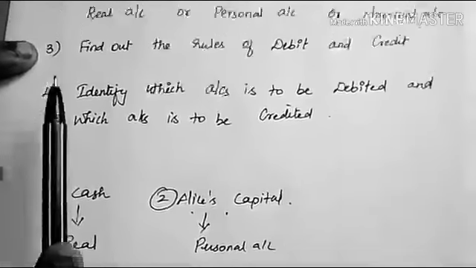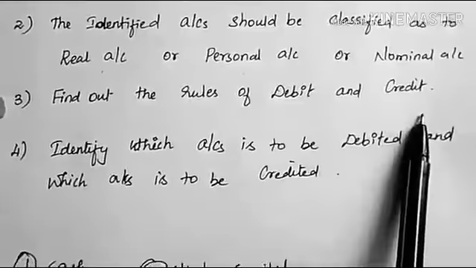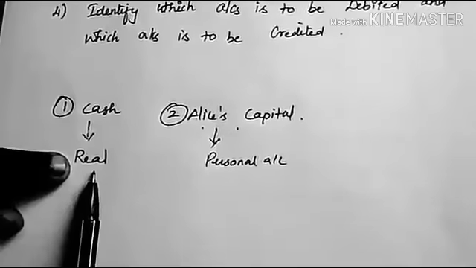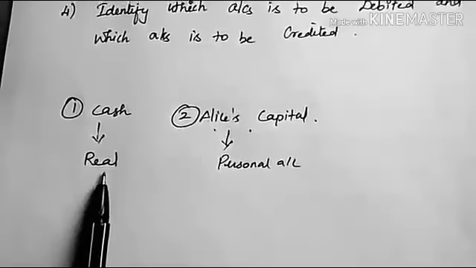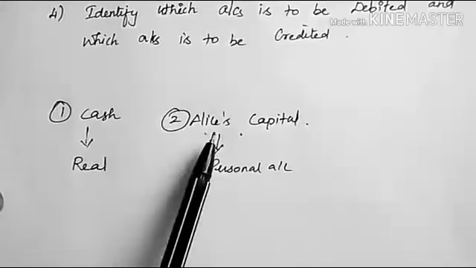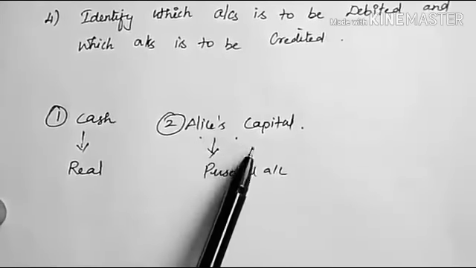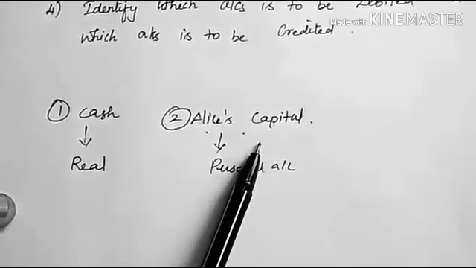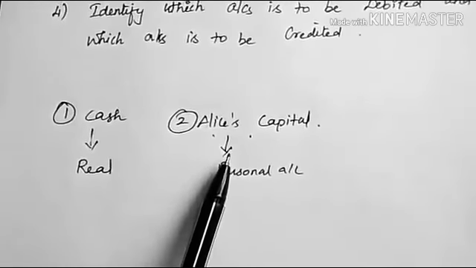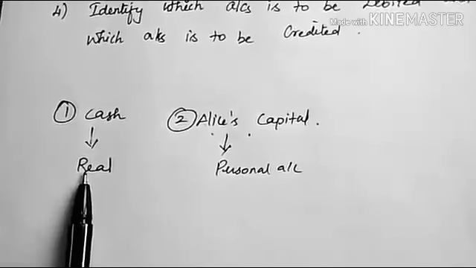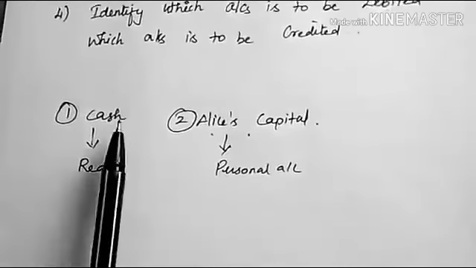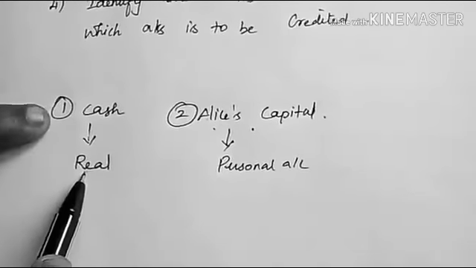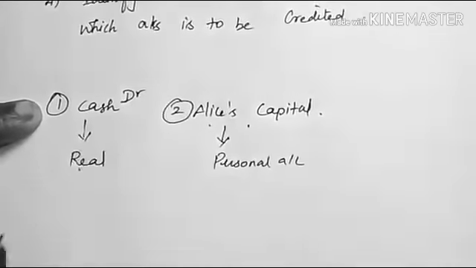And what is the third step? Find out the rules of debit and credit. Okay, what is the real account rule? Debit what comes in, credit what goes out. See, business is a separate entity, owner is a separate entity. Alice is a proprietor, but she is separate, business is separate. When she invests an amount as capital into the business, from the business point of view, cash comes in or cash goes out? When Alice contributes capital, cash comes in. So what is the rule of real account? Debit what comes in. Cash comes in, no? So this account should be debited.